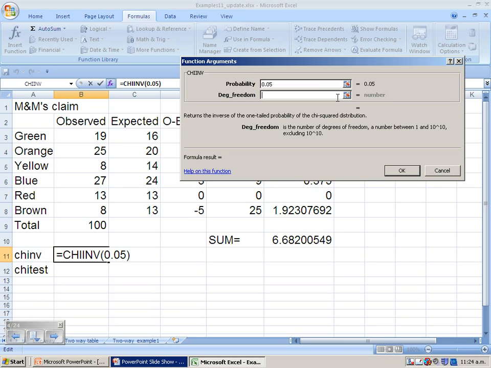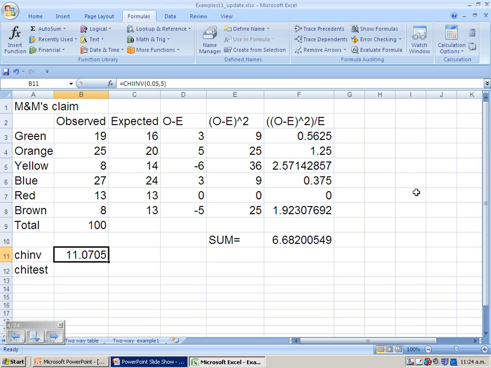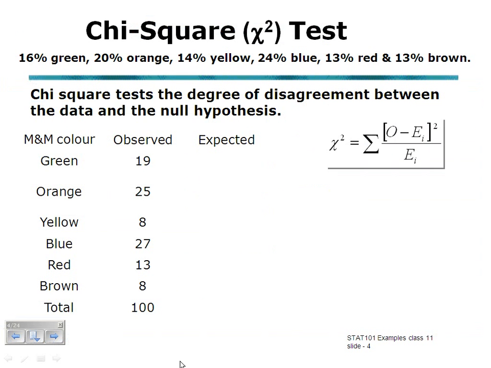Degrees of freedom for a one-way table is the number of cells take away 1. It's in fact the number of different values you could put in before the final one is fixed. So number of cells minus 1. In this case we have 6 different colours. 6 take away 1 is 5. Degrees of freedom is 5, and this gives us a critical value of 11.07. So our critical value for chi-square is 11.07.